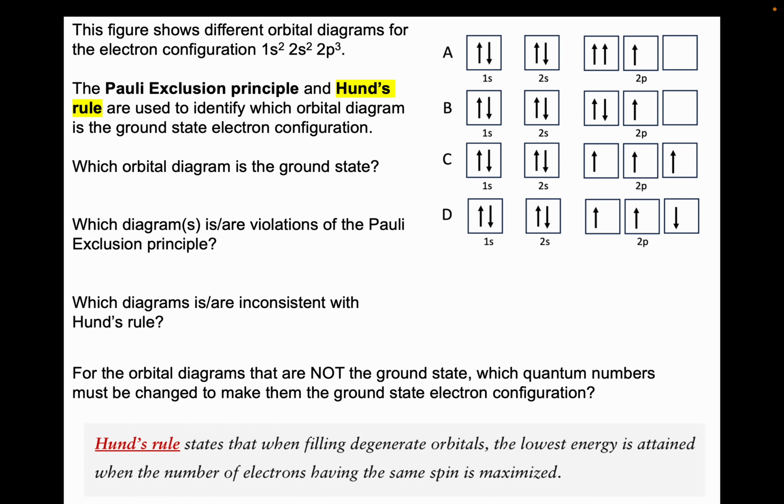We've already discussed the Pauli exclusion principle. How about Hund's rule? Hund's rule says that when filling degenerate orbitals, meaning ones with the same energy, the lowest energy corresponds to having the number of electrons with the same spin being maximized. Let's see what that means. So before we see the answers, give this a try. Which of these questions can you answer?